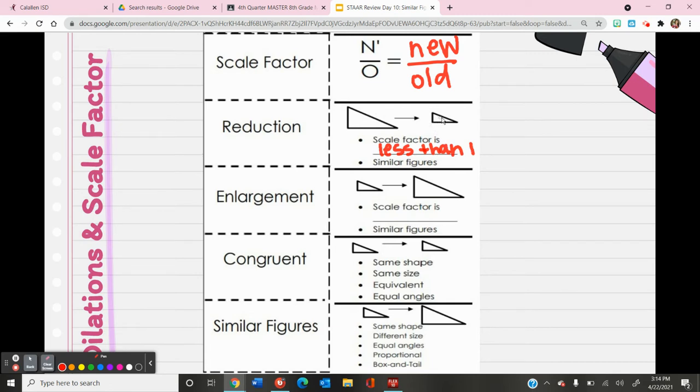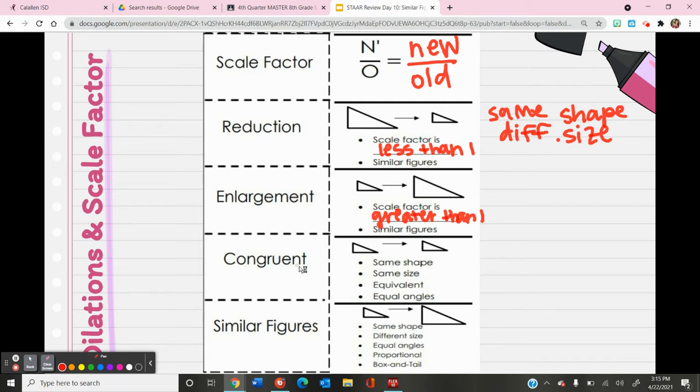And whenever we reduce these, they are similar figures. So that means that they are the same shape but a different size. Then we have an enlargement. So here I went from a small triangle to a large triangle. So here our scale factor is greater than 1. So again, these are similar figures, which means it is the same shape but a different size.